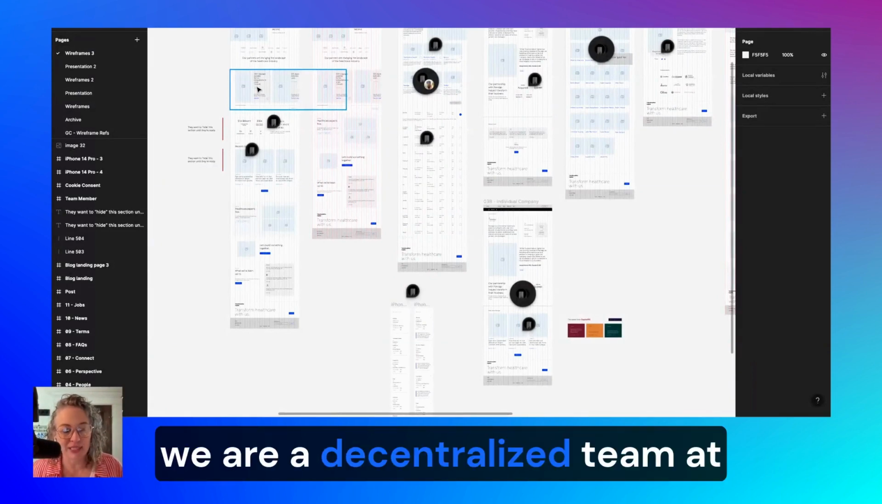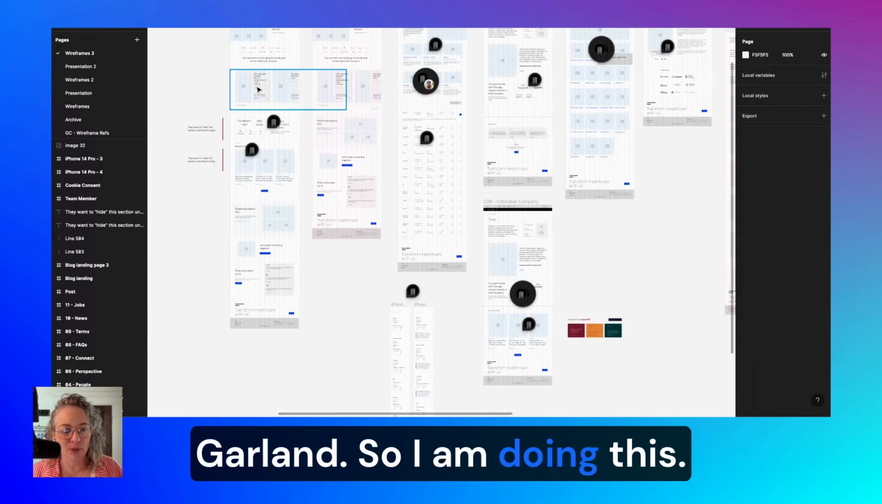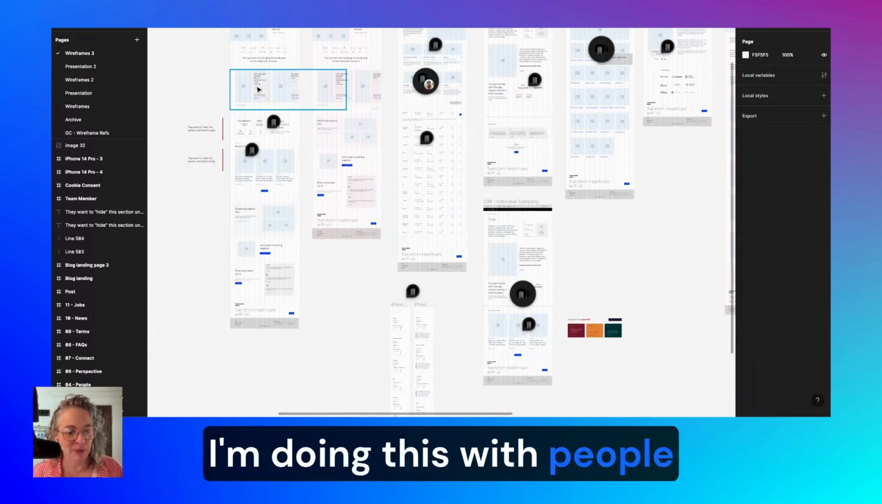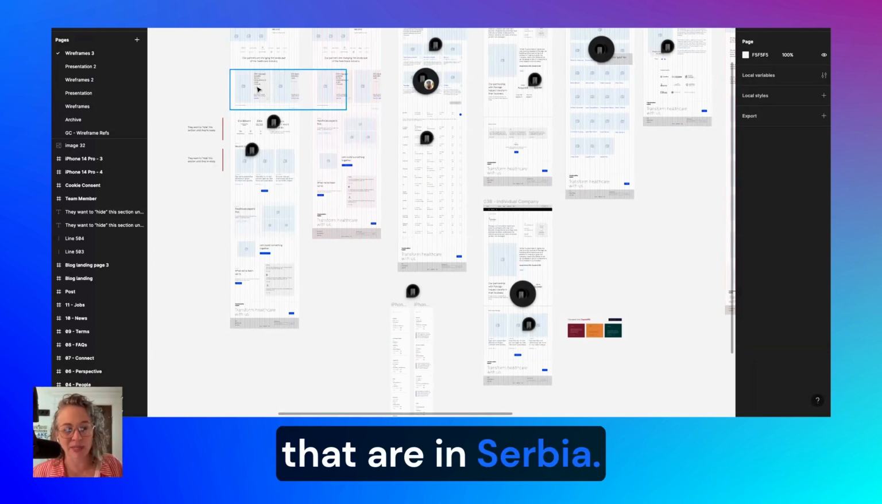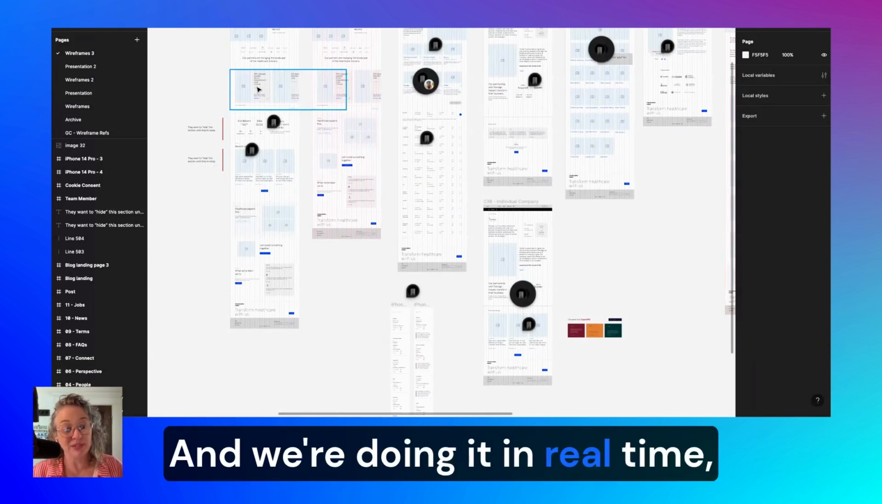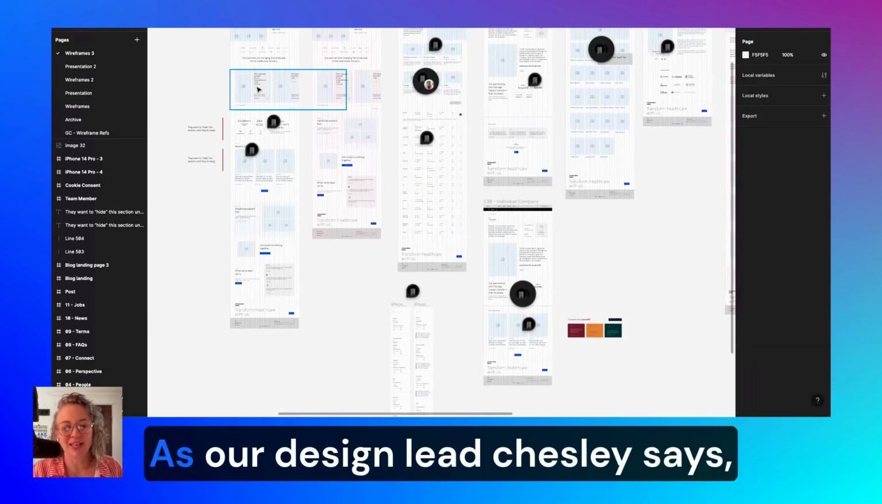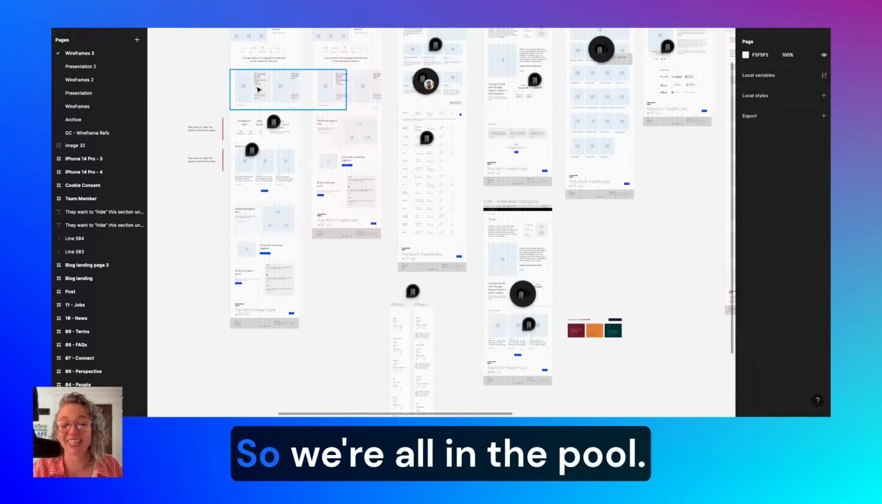Plus, we are a decentralized team at Edgar Allan, so if it's me, I'm doing this with people that are in Buenos Aires, that are in South Africa, that are in Serbia, that are all over the world, and we're doing it in real time. And it's really, really awesome. As our design lead Chesley says, everybody in the pool. So we're all in the pool.